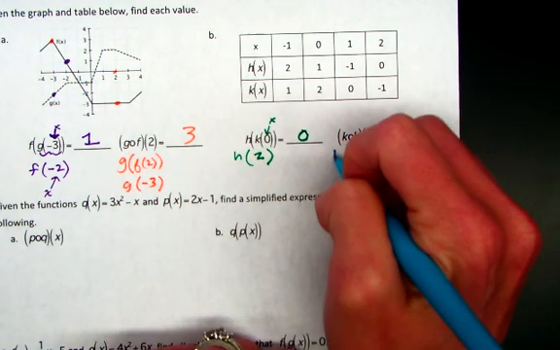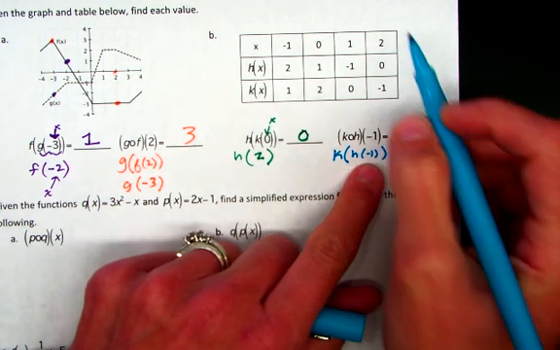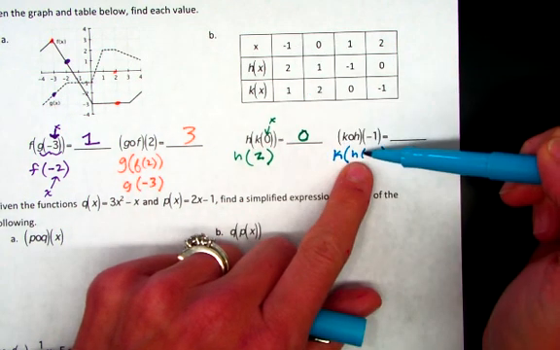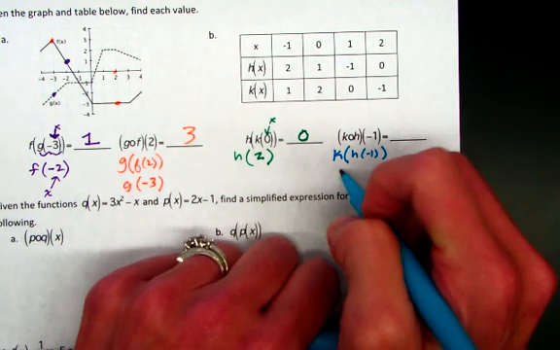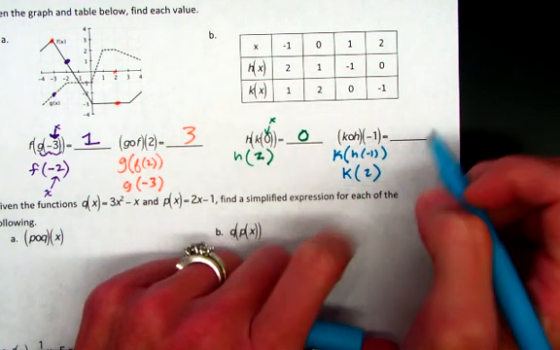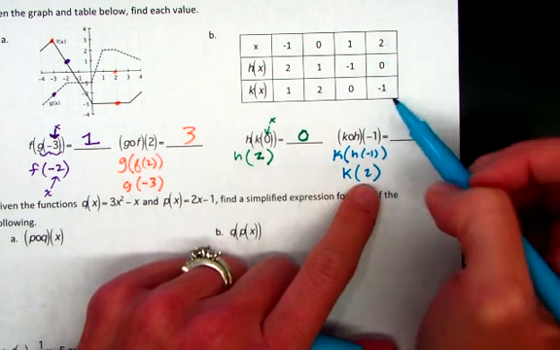And this is really k of h of -1. So x is -1, we find that, and I'm evaluating for h. So when x is -1, h is 2. So this becomes k of 2. When k is 2, or sorry, when x is 2, k is -1.